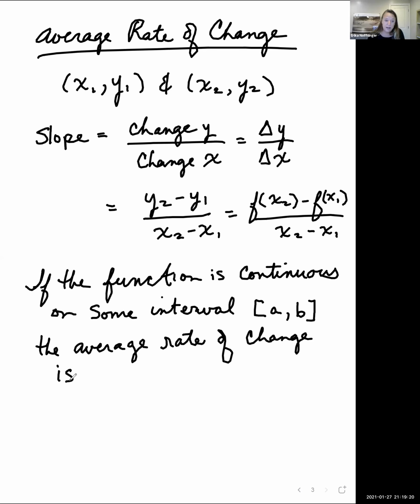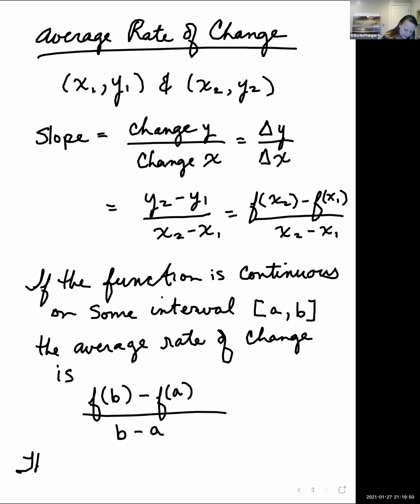So if the function is continuous on some interval [a, b], then we know the average rate of change. Well, the y value when x is b, we can write as f of b in function notation. So f of b minus that y value when x is a, which is f of a. As long as we're consistent with what x value we use in the denominator, which was the same y value in the top, this would be b minus a here. This is called the slope of our secant line.